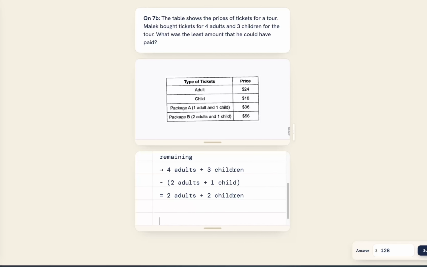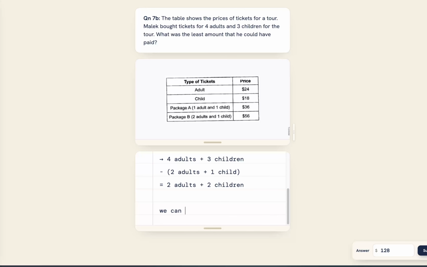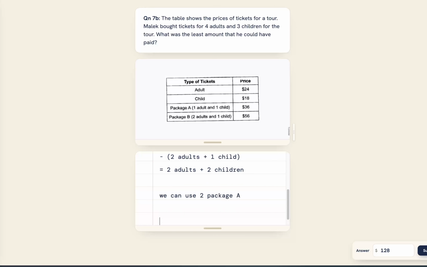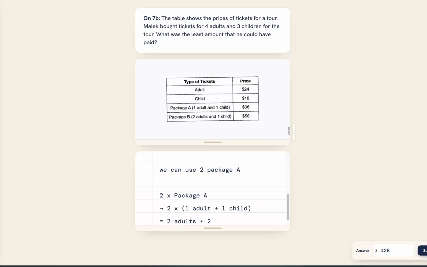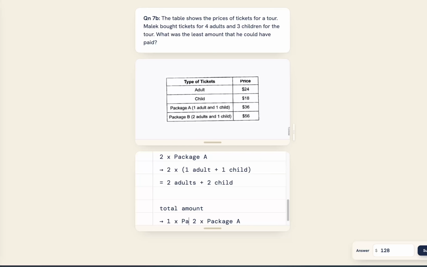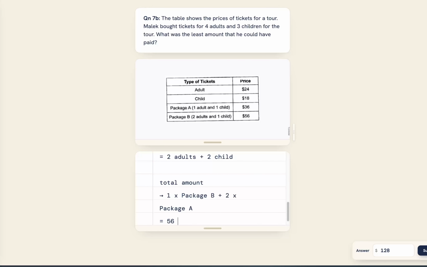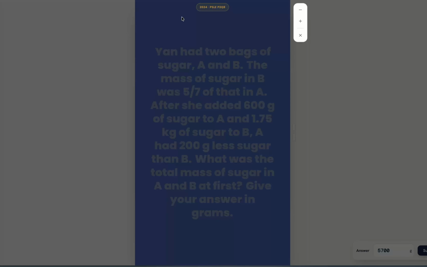Then what we can do with 2 adults and 2 children? We can use 2 package A. So 2 times package A will be equal to 2 bracket 1 adult plus 1 child, which is 2 adults plus 2 children. So therefore the total amount would be equal to 2 times package A plus 1 times package B, which is 56 plus 2 times 6, and this will be equal to $128.